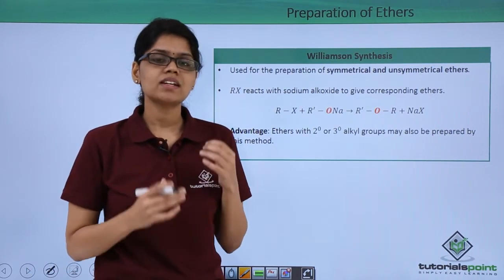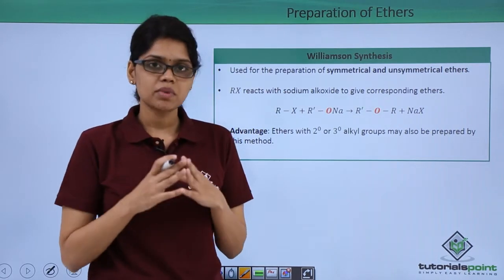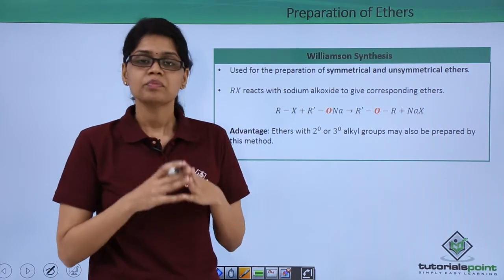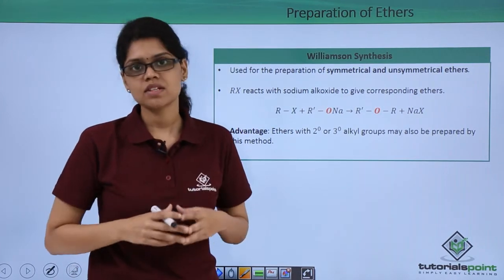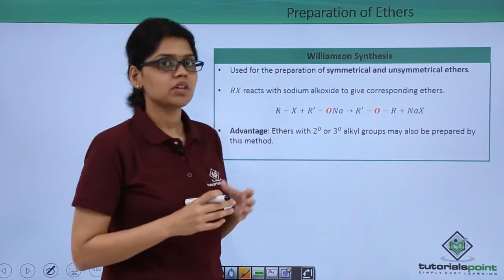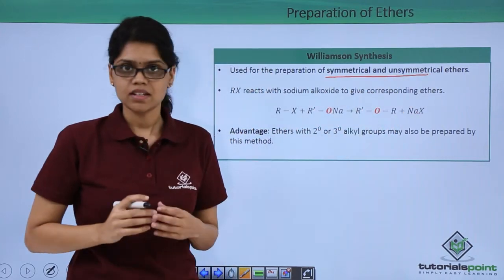We had also seen that the method suffered from a few disadvantages: it was used for the preparation of ethers with only primary alkyl groups attached to it, as well as only for the synthesis of symmetrical ethers. Now Williamson synthesis can be used for the preparation of symmetrical as well as unsymmetrical ethers.